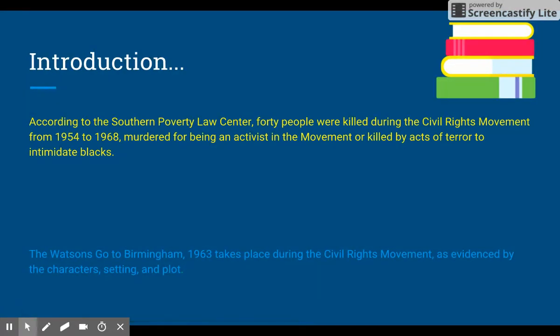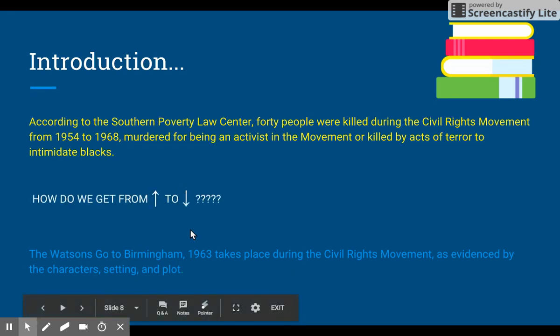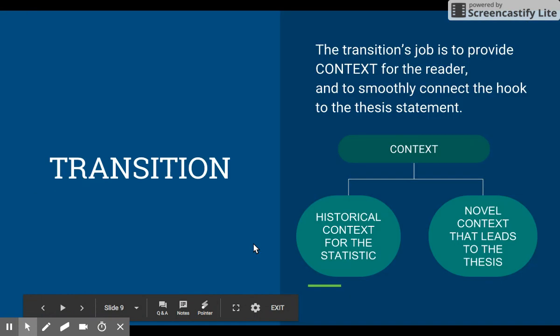And at this point, for our introduction, we have 2 parts done. We have our hook, we have our thesis. All we have to do now is figure out how to get from here to here. And that will be with our transition. The transition's job is to provide context for the reader. So you want to smoothly connect that hook to the thesis statement.